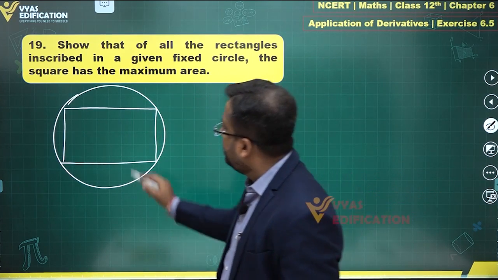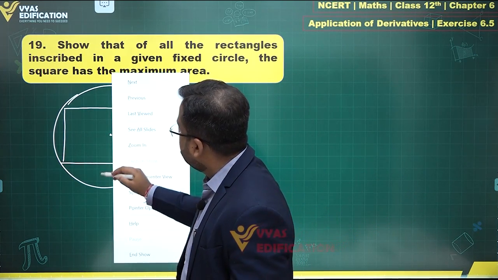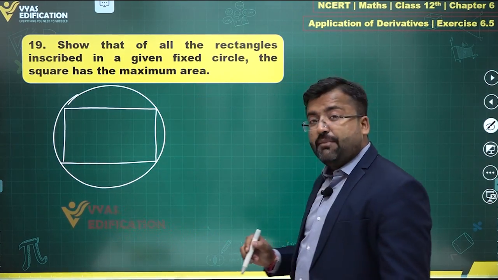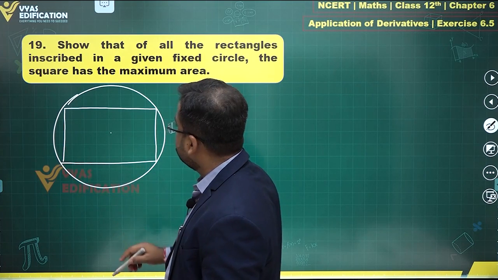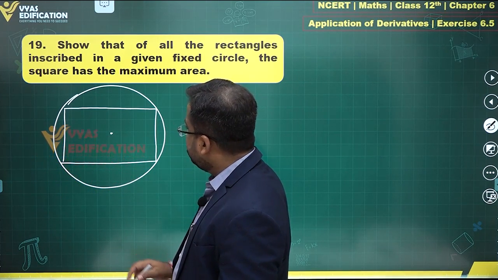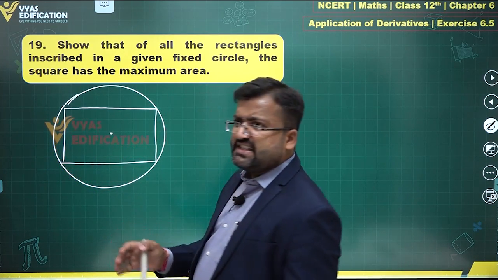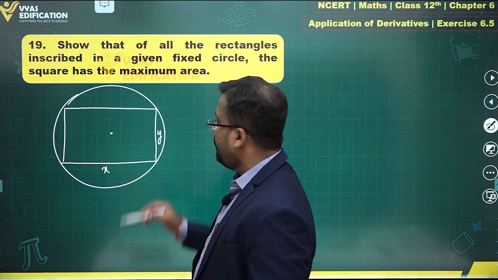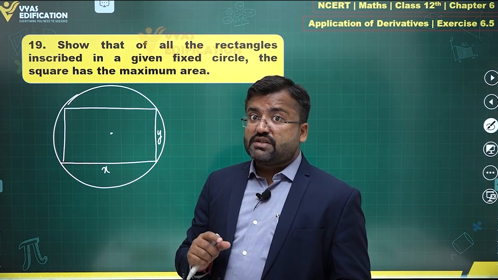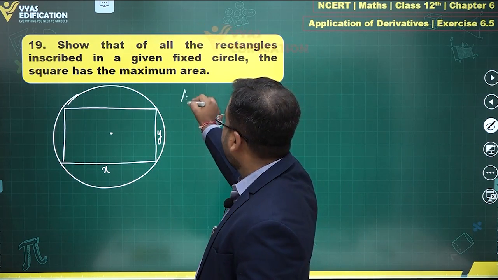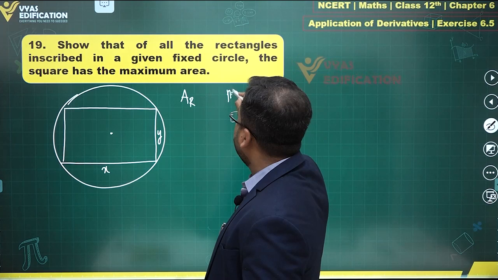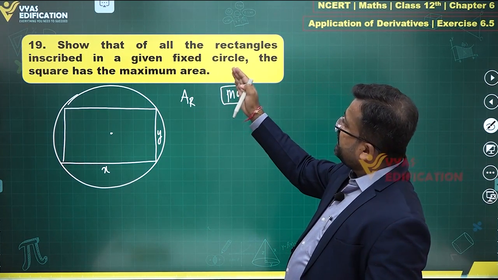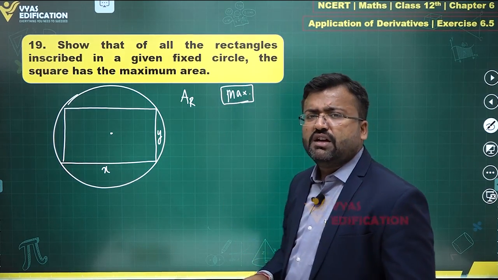This is the rectangle, right? This is, suppose, the center of the circle. Okay, if this here is the center of the circle, please observe, let's say the sides of the rectangle are x and y. And we are supposed to maximize the area of the rectangle. Area of the rectangle has to be maximized. That's what we're interested in, right? Of all the rectangles inscribed in a given fixed circle, the square has maximum area.